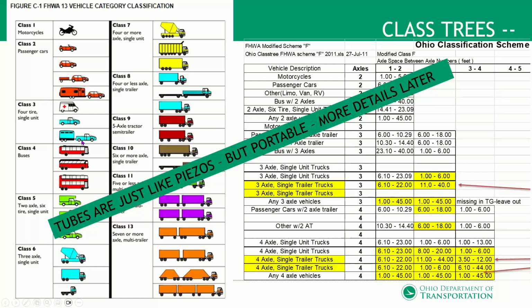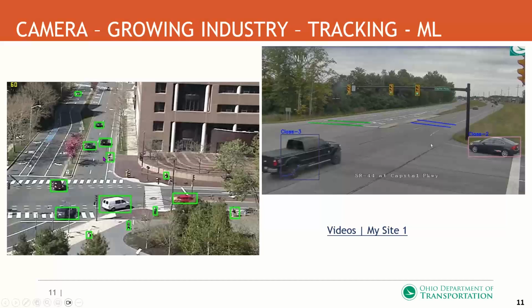So piezos work just like tubes. Remember that in your head. Cameras, of course, is that growing industry. This is typically how they frequently work. They identify a vehicle and then they identify what it is. This is a class 3, this is a class 2, on the roadway obviously, but lines in their system and they count them as they cross. Some of them identify them and track them.